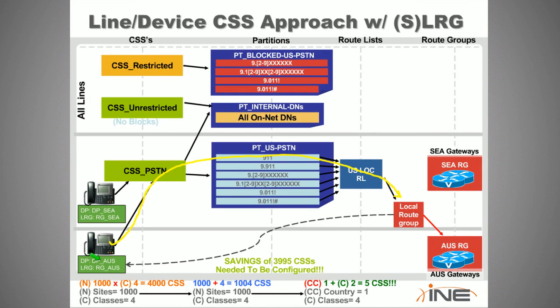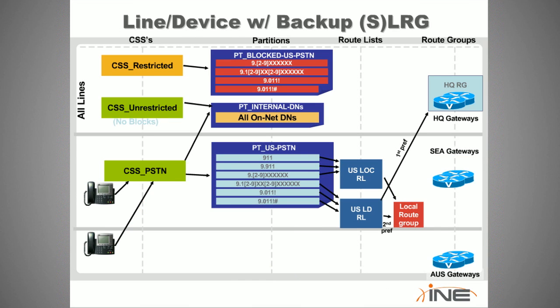Now, there are going to be some exceptions. What if I want to have backup gateways? Okay, so let's take a look at that. And this is actually our last slide. And then we'll get into the configuration. So here, I've still got my Seattle phone and my Austin phone, and they're still going to point to the one calling search space. But certain patterns are going to be pointing towards, let's say, 911, 9911, and local. We still want those to point to our local route list, which only points to standard local route group.